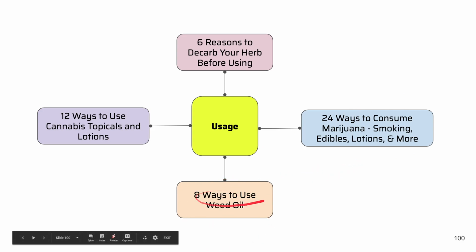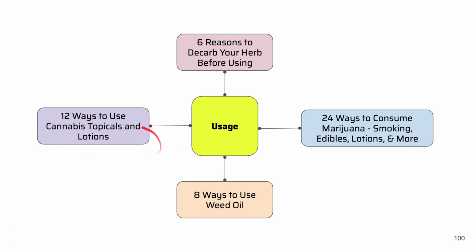8 ways to use weed oil. So again, going after the weed oil keyword, huge keyword, all under usage. 12 ways to use cannabis topicals and lotion. So again, cannabis topicals and lotion, another very, very big keyword. And all these things map back to general usage, but they also map back to the brand, because weed oil is something that you can get from the decarboxylation machine. Topicals and lotions are things that you can use the decarboxylation machine to make.